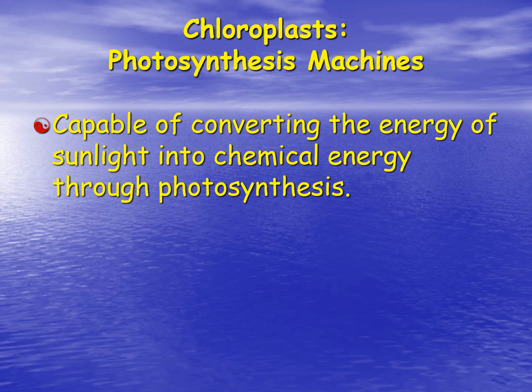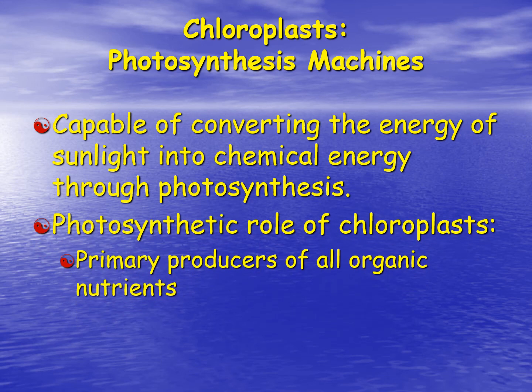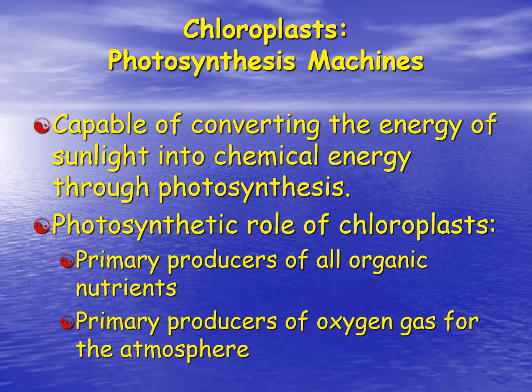Chloroplasts, in those photosynthetic eukaryotic cells, are what are capable of converting energy of sunlight into chemical energy through the process of photosynthesis. And we'll talk about this in the metabolism chapter. Photosynthetic role of chloroplasts: this is the primary producer of all organic nutrients. Really, photosynthesis was first. It was the first thing that came along before we had the other forms of metabolism. And photosynthetic organisms are the primary producers of oxygen gas for the atmosphere.